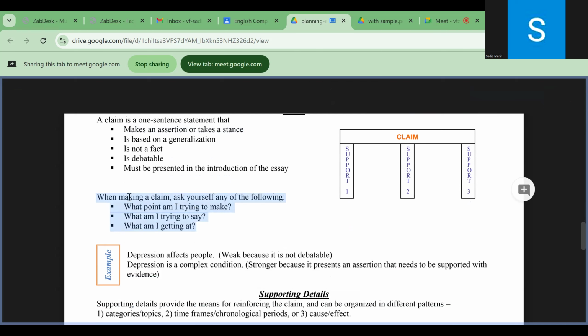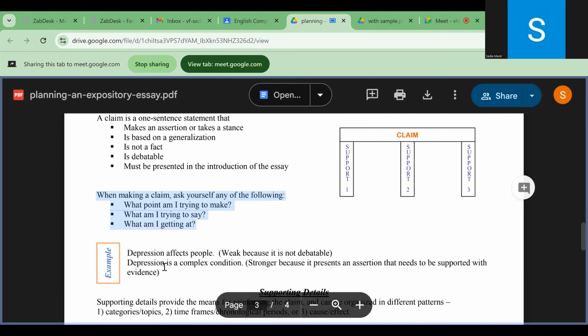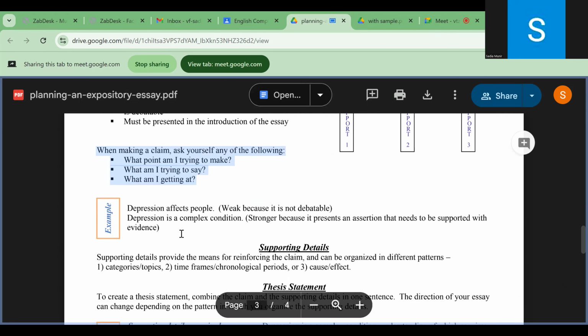What point am I trying to make? What am I trying to say? What am I getting at? If you're able to clarify these questions in your mind, you're going in the right direction. Now look at this example. This is a claim. This is a thesis statement.